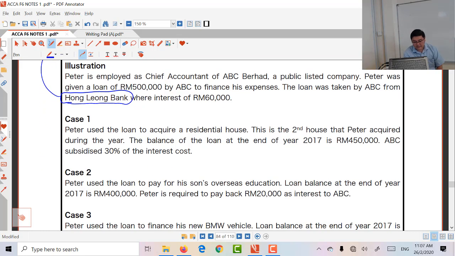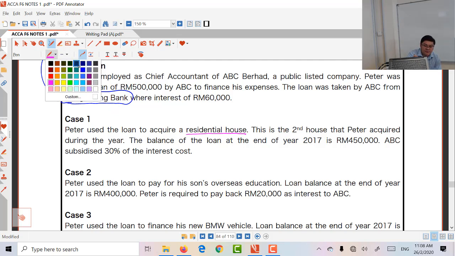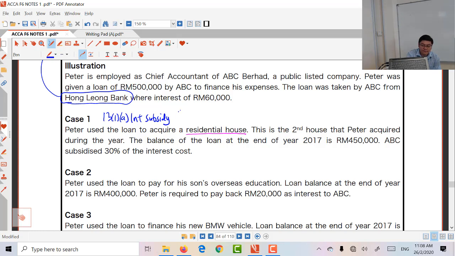Then in case one, Peter used that loan to buy a residential house. It's a second house, it's actually not important. The balance of the loan at the end of the year is $450,000, and ABC subsidized 30% of the cost. Now, how much is the subsidized interest? You know, when you want to work out the amount you want to tax in 13.1A. How much is the subsidized interest? The subsidy is 30% of $60,000. That means your boss subsidized $18,000 for you.